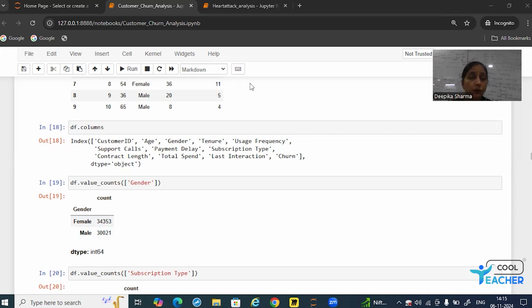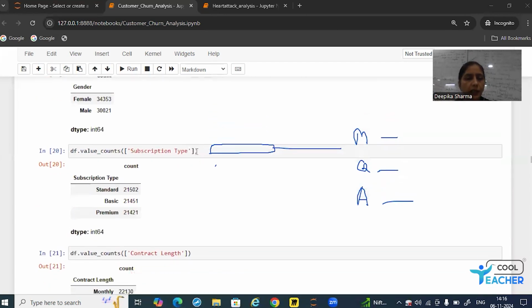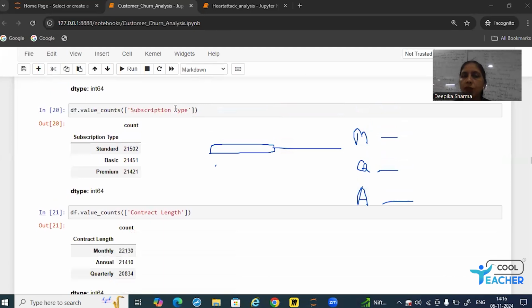Okay, there's one more, just like if I talk about the subscription type. This subscription type has categorical data, such as what type of subscription the customer has taken. That one is a monthly subscription, that one is a quarterly subscription, or that one is an annual subscription. I want to find out which particular subscription the customer has taken, monthly, quarterly, or annually. So in that case, I'm just making the data frame dot value count subscription type. Here we are getting one output, that we have the standard, basic, or premium subscription.